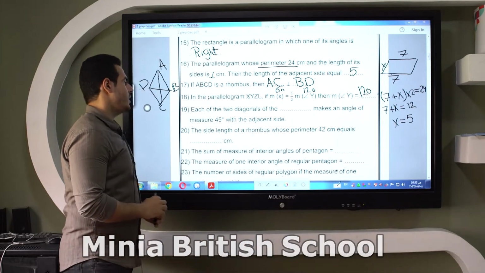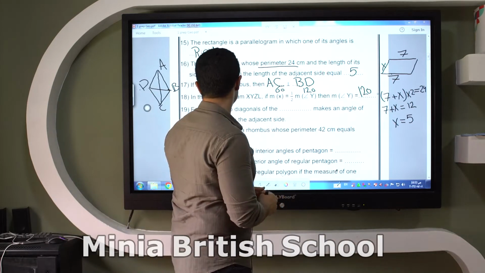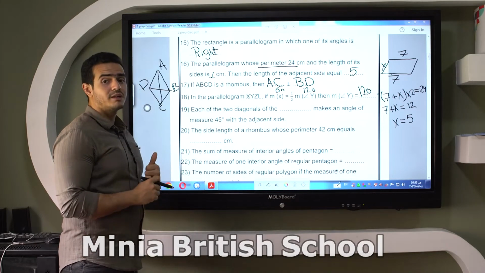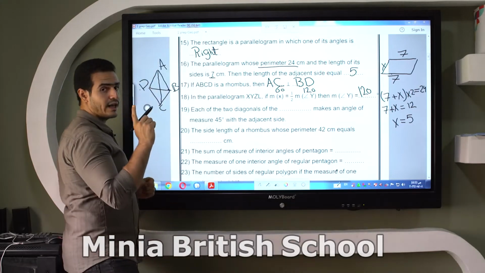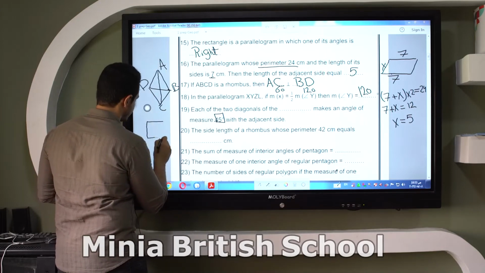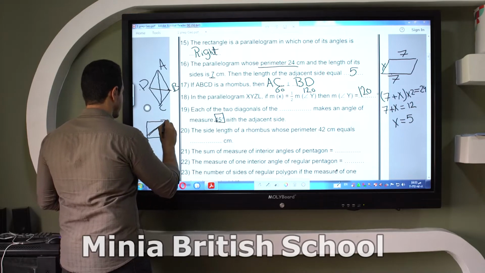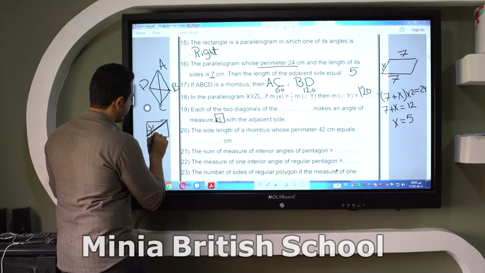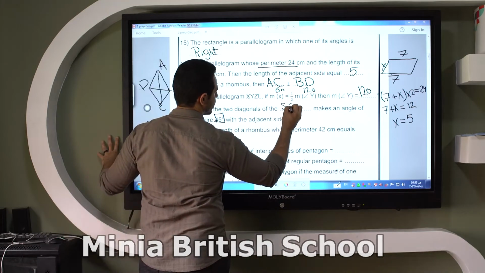Number 19. Each of the two diagonals of what makes an angle of measure 45 with the adjacent side? The diagonal bisects the angle in a square only, unlike a rhombus, but 45 in a square only. Look, this whole angle equals 90. This is 45 and this is 45. So in a square.